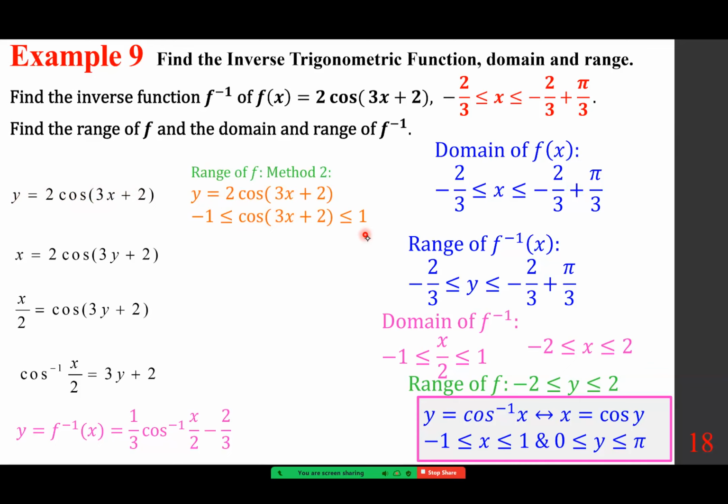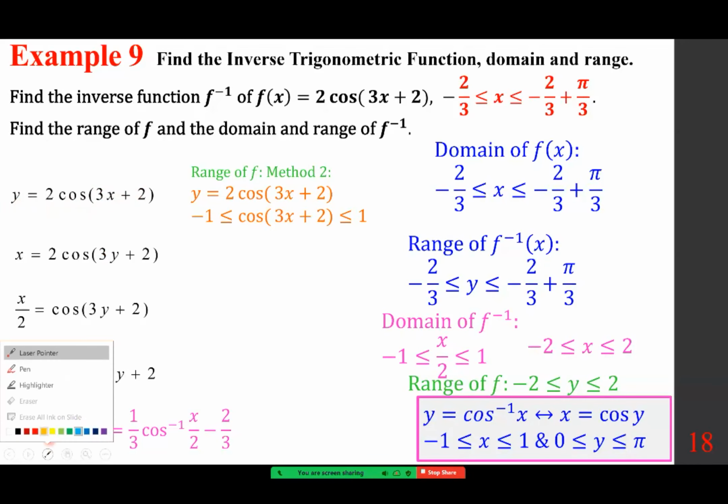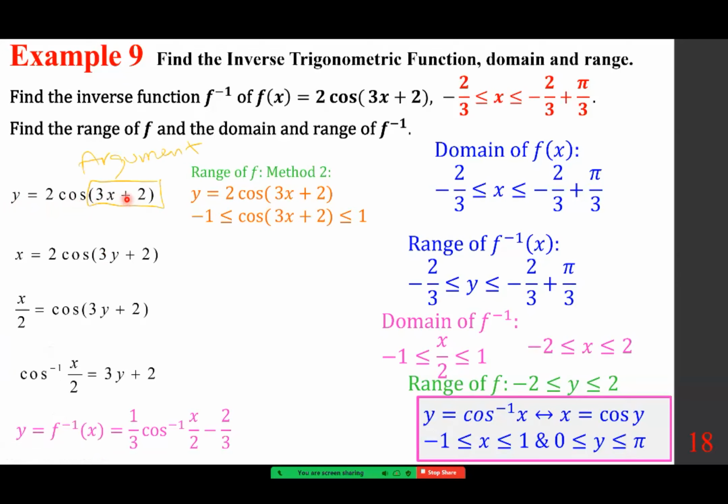This is the easiest and fastest way. We are interested in finding the range of this function, right? F of x. Cosine of whatever the argument of, this is called the argument. It's the argument of cosine. And regardless of what the argument is, cosine is always between -1 and 1. Since this is 2, let's multiply everything by 2. That's why the range is between -2 and 2.